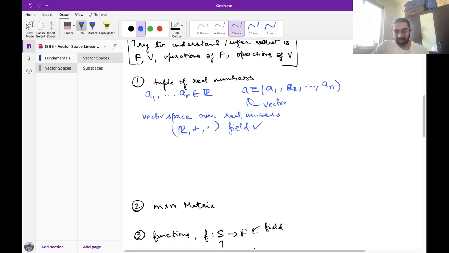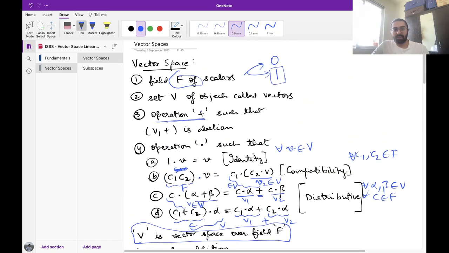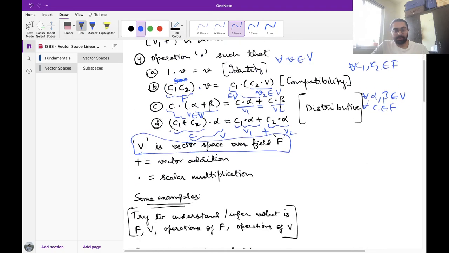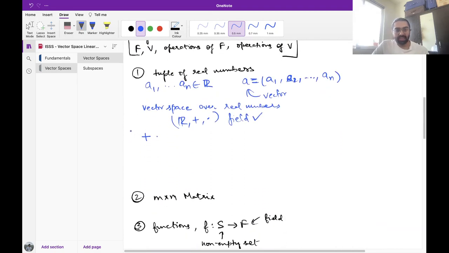Okay, so this plus and dot were the field operations, which is fine. We're not worried about that anymore. We know already it's a field and we're happy with it. So let me define this plus, which acts on these two vectors, right? I need to say what this operation is such that V under plus is abelian. Let's say I choose alpha and beta, two vectors. That means alpha and beta are basically tuples of real numbers.